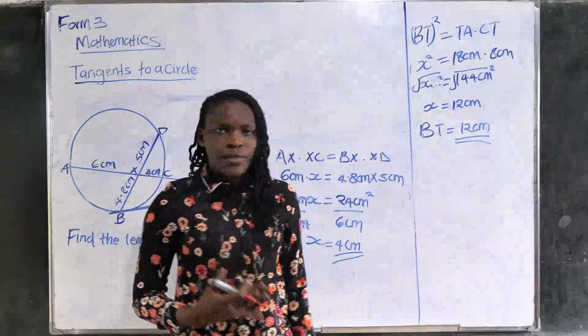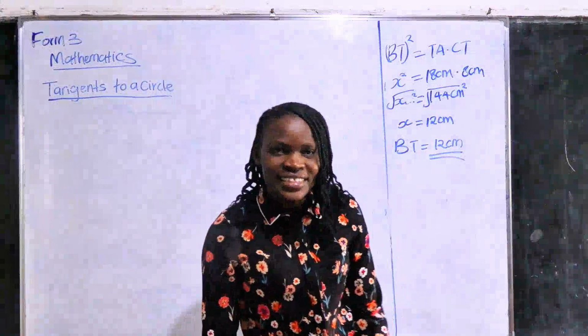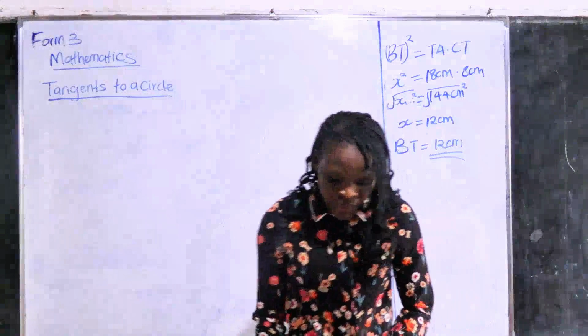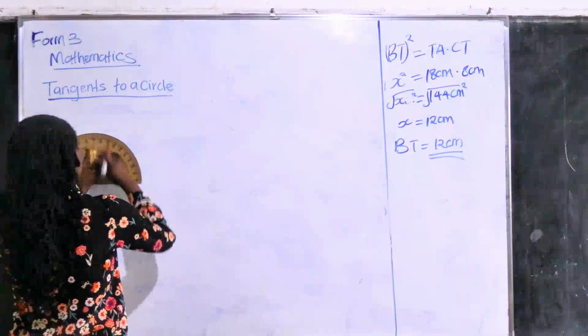BT is 12 centimeter. Now, I want us to try out another example. So we have a diagram. I will draw a circle.